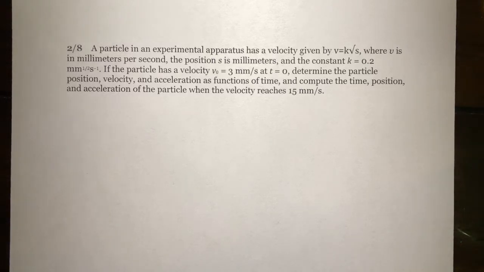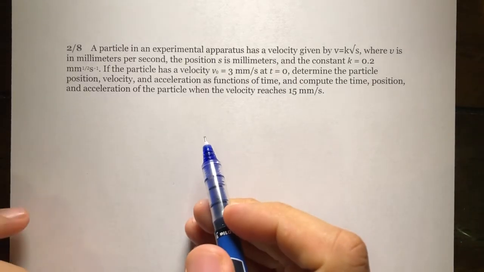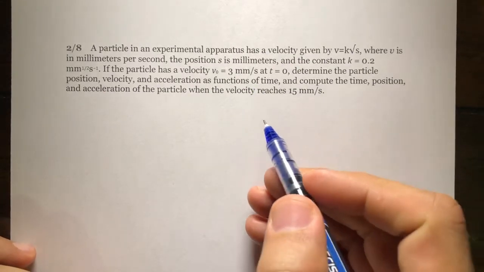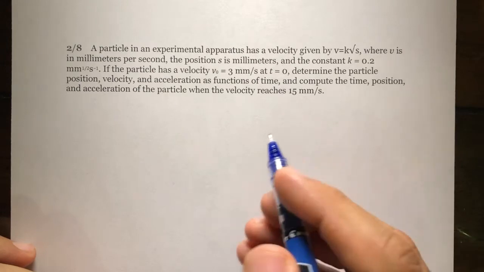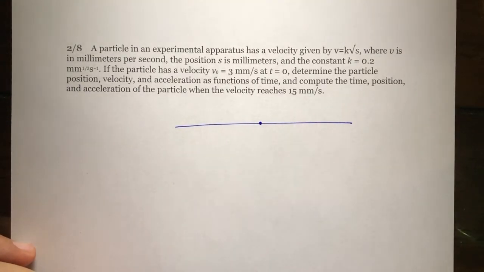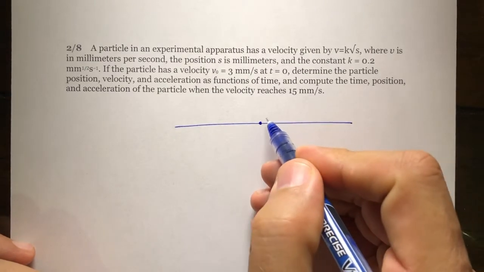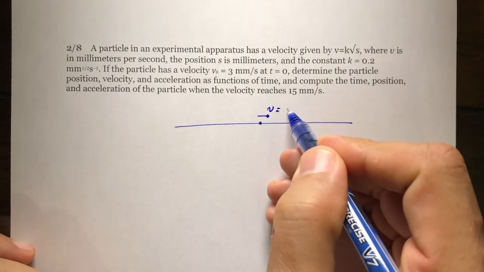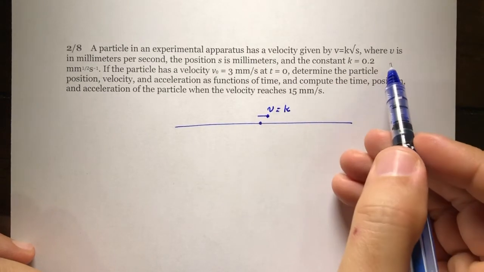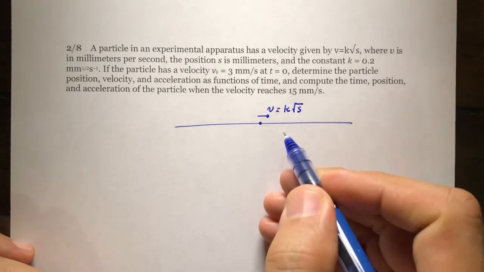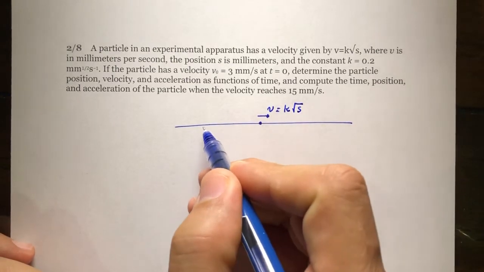So let's do an example. Problem 8, chapter 2. In this problem, we have a particle which is moving on the line. So we have a line, a particle is moving on this line. And it says the velocity of the particle is equal to a constant number k, which is 0.2, times root square of s. And s is the location of this particle from the origin.